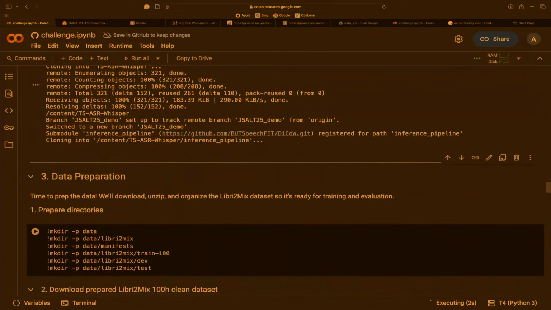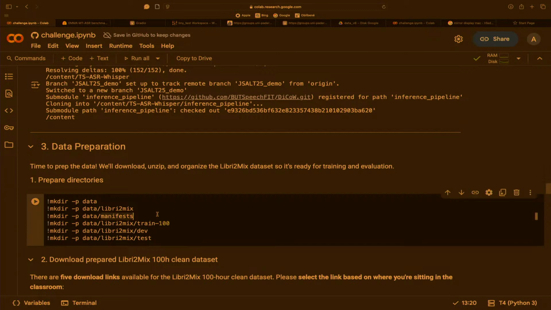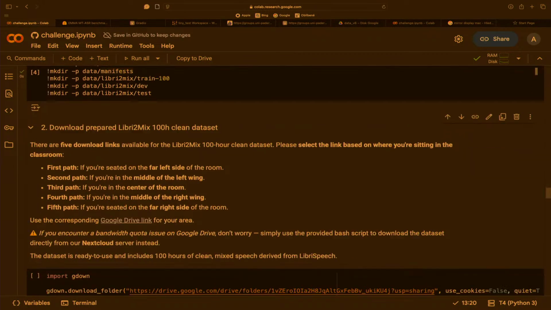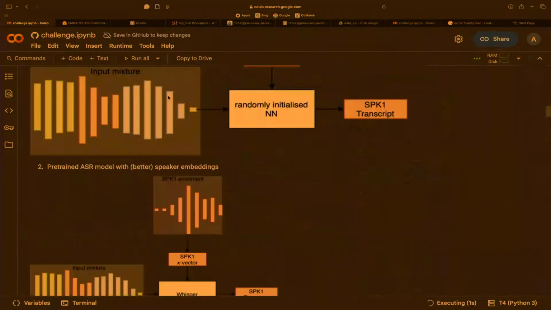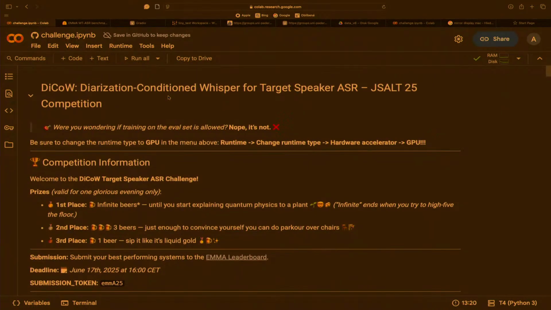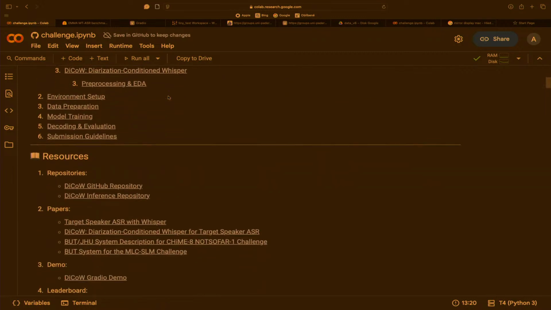And I will clone the repository. I will prepare the data folders, and I'm starting downloading. So please do it. Have everyone do it. Yeah, back to the challenge.